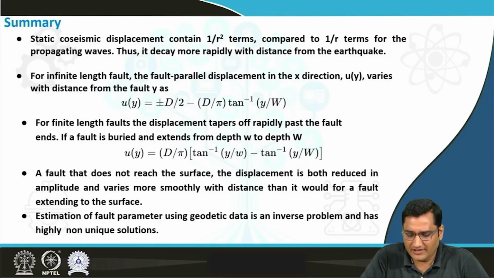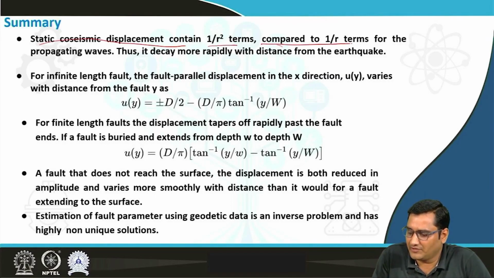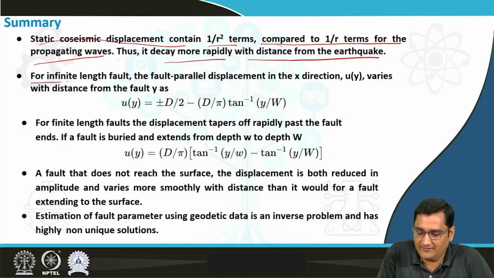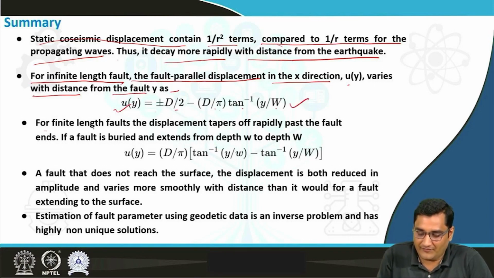The summary of today's lecture goes like this. Static co-seismic displacement contains a 1 by r square term, compared to a 1 by r term for propagating waves. Thus, it decays more rapidly with distance from the earthquake. For an infinite length fault, the fault parallel displacement in the x direction, uy, varies with distance from the fault y as uy equals plus minus d by 2, d by pi tan inverse y by w. For a finite length fault, the displacement tapers off rapidly past the fault ends.